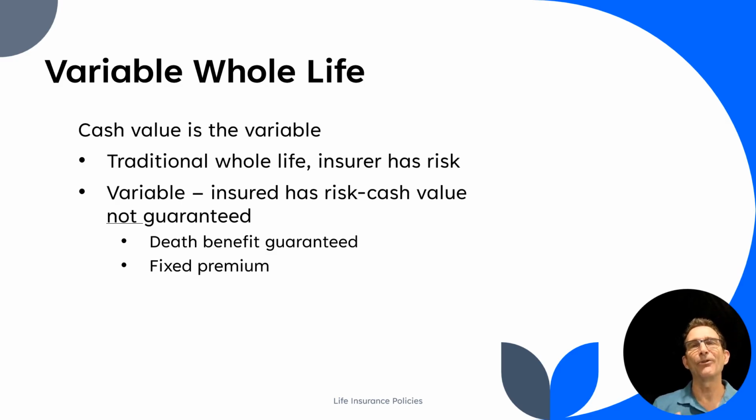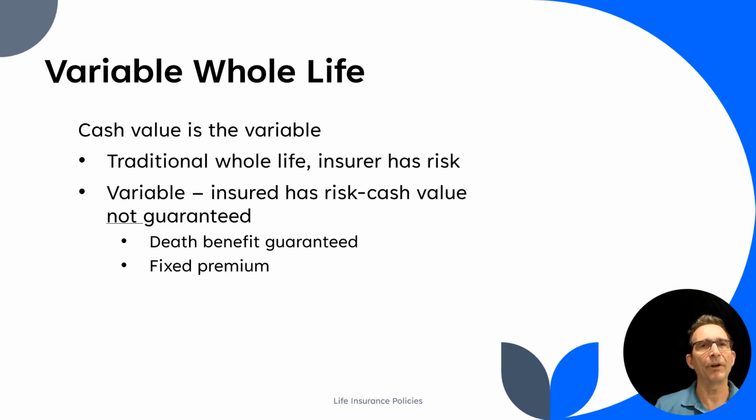All right. Now, regular whole life, straight life policies can also be variable whole life. So, similar to universal, there is some variability here. Cash value, in this sense, is the variable. Now, in traditional whole life, the insurer has the risk. When you pay them premiums, they don't sit on that money. That money gets invested, and they're the ones choosing the investments and taking the risk.